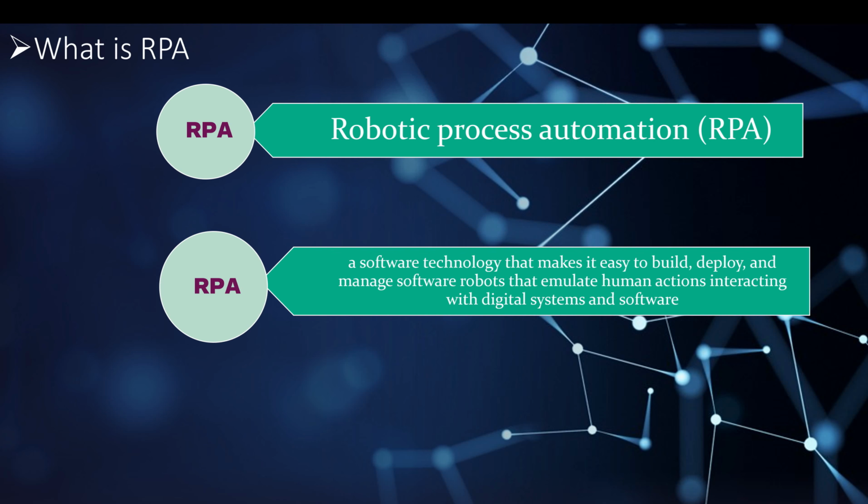For the very first time, when you see this definition, you may get confused. But let me tell you in detail. RPA is a software technology. Till this point, you can understand, right? It is nothing but a software technology. Understood? What is this software technology? It is interacting with the digital systems. What are the examples of digital systems and software?